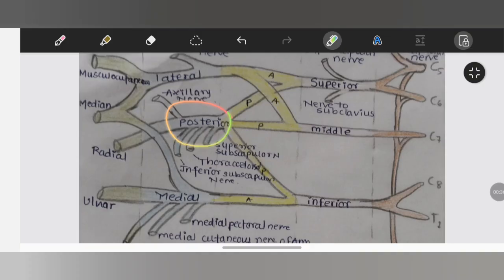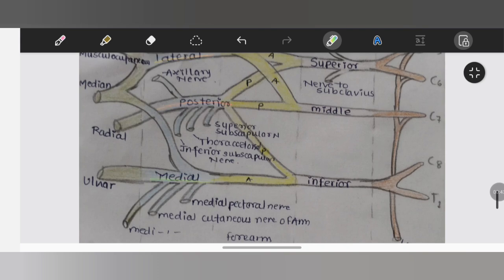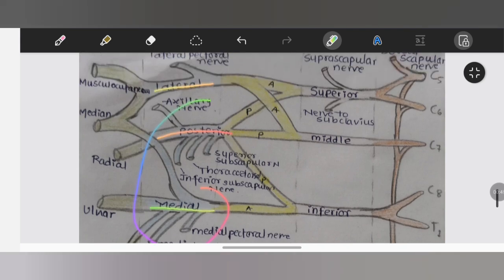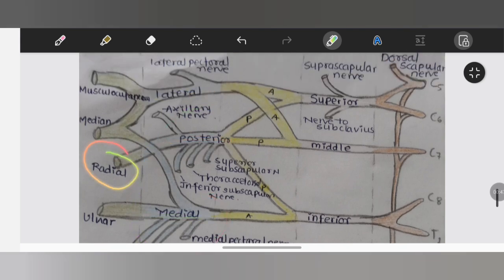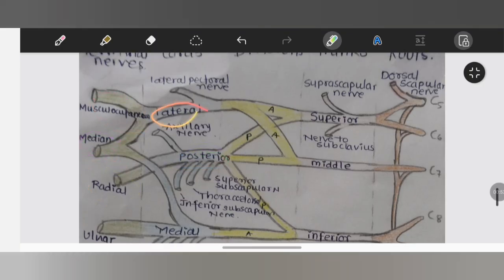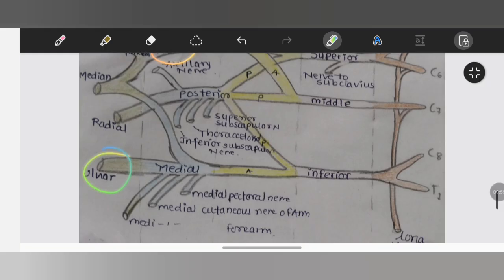Here are the cords: posterior cord, lateral cord and medial cord, and these are the branches. The radial nerve is the branch of the posterior cord. The median and musculocutaneous nerves are branches of the lateral cord, and the ulnar nerve is the branch of the medial cord.